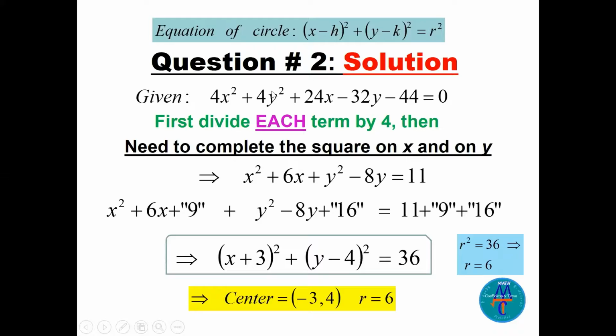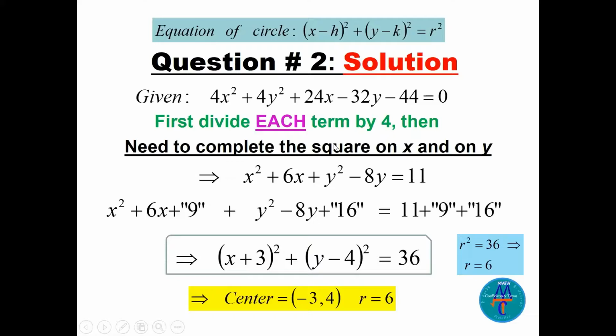Now, this is the given here. First, divide each term by 4. So divide by 4 here, you get x squared, y squared. Divide by 4, you get 6. Divide by 4, you get 8. Divide by 4, you get 11. Take it to the other side and leave it. Now, put the x's together. After you divide by 4, you get x squared plus 6x, then y squared minus 8y is equal to 11. That's the same equation, but in simpler form.